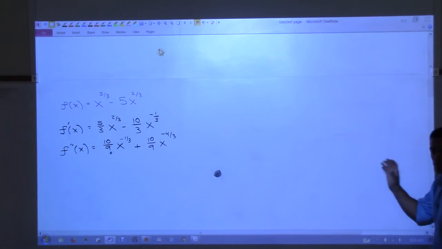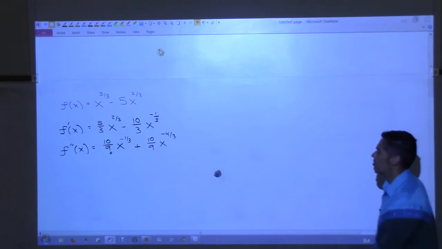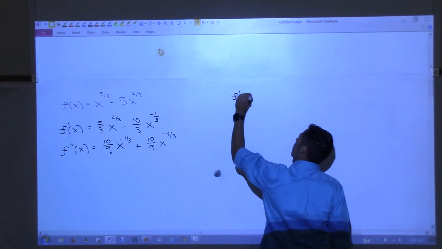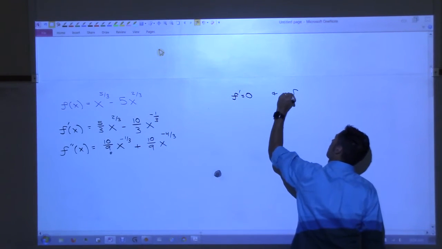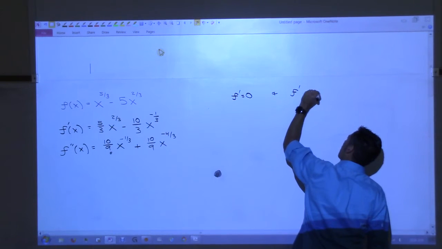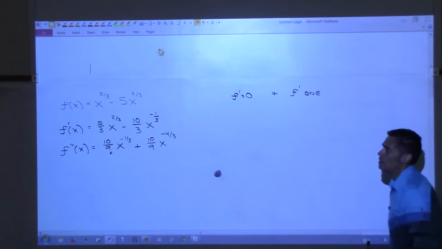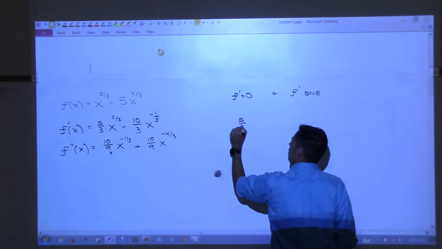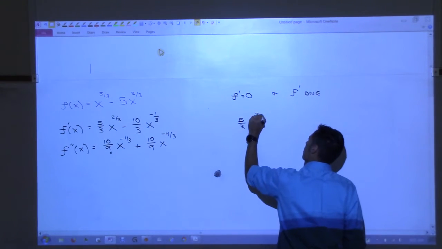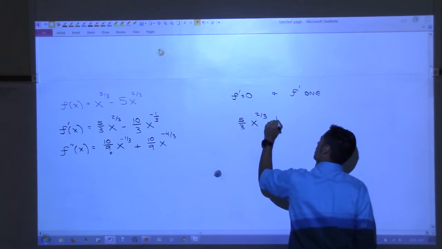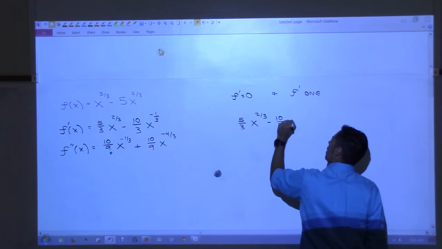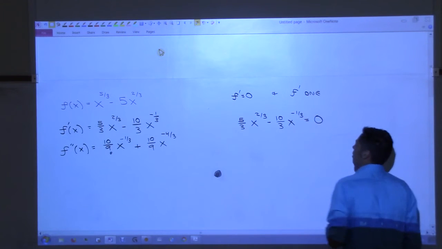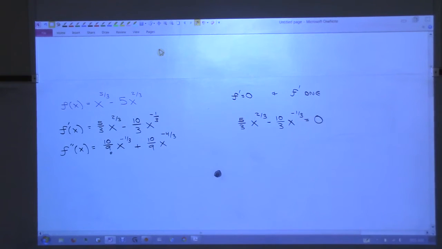Okay, so now we're trying to find where it's increasing and decreasing. So let's take our first derivative, set it equal to 0, and we also have to figure out where the first derivative does not exist, right? Those are the two things that we're going to look at. So let's set it equal to 0 first. 5/3 x to the 2/3 minus 10/3 x to the negative 1/3. So any ideas on an approach for this to try and set this equal to 0?